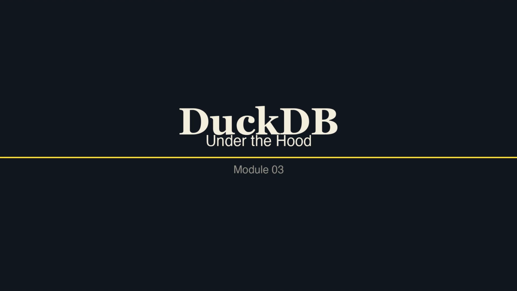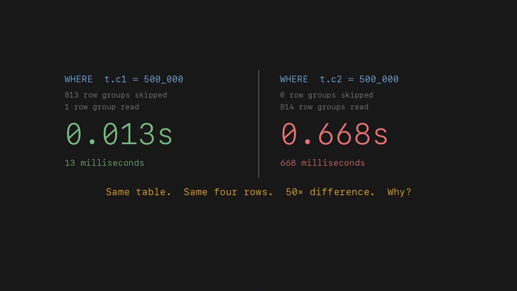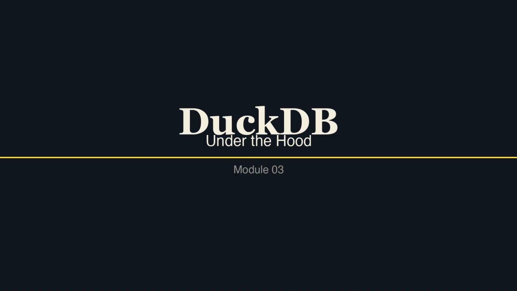DuckDB under the hood, Module 3. Two queries, same table, same filter, both return 4 rows. 13 milliseconds, 668 milliseconds, same 4 rows, 50 times the difference. Why? That's this module, Columnar storage and row groups.